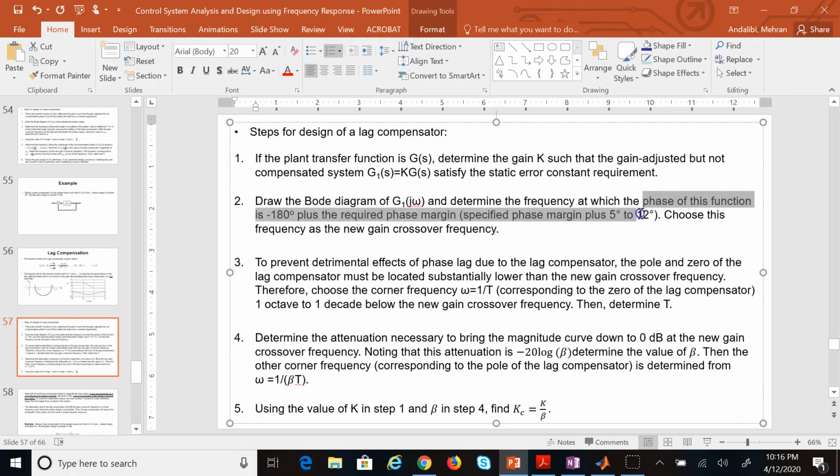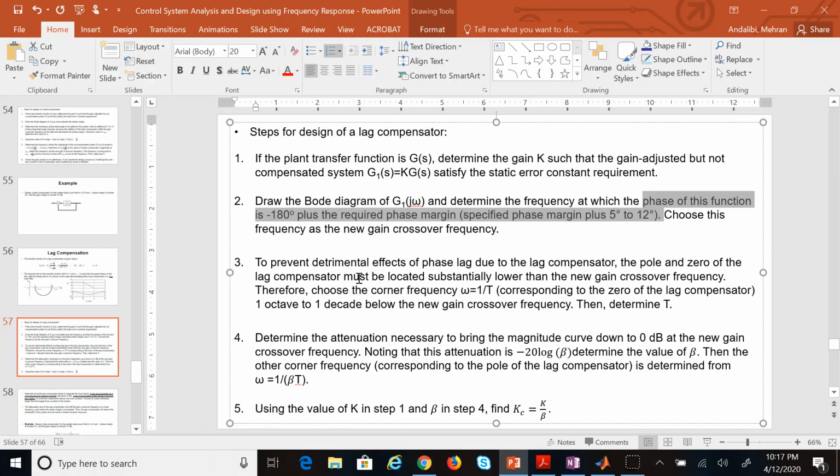And typically we add 5 to 12 degrees to phase margin for safety. So if the problem says 40-degree phase margin minimum, we add 5 to 12 degrees on the top of that 40, make it like 45, 50, and then we find the frequency in G1 at which the phase is negative 180 plus that 50, so it's like negative 130 or something like that.